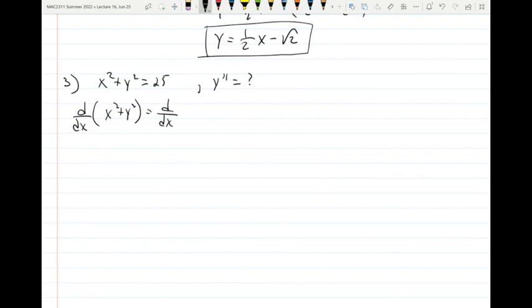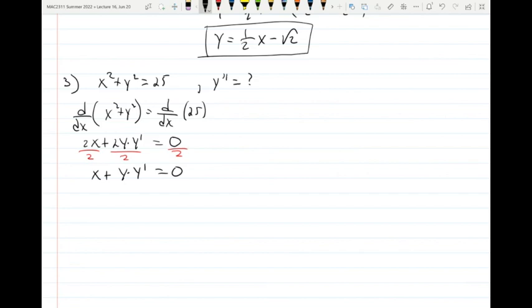On both sides. That gives us 2x plus 2y times y prime equals 0. Yes? Before we proceed, we can go ahead and divide everything by 2 just to get rid of all of those 2's in there. Okay? So I'm going to divide everything by 2, so we get x plus y times y prime is equal to 0.